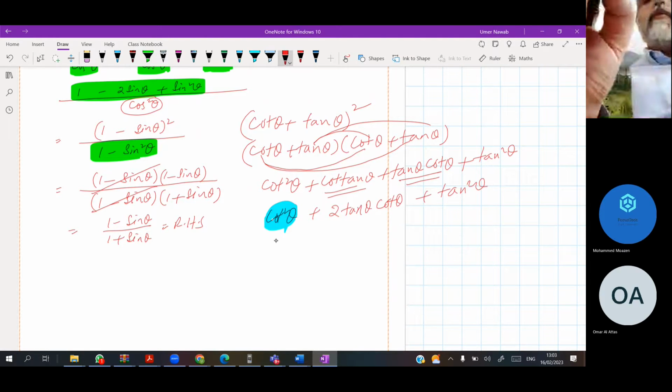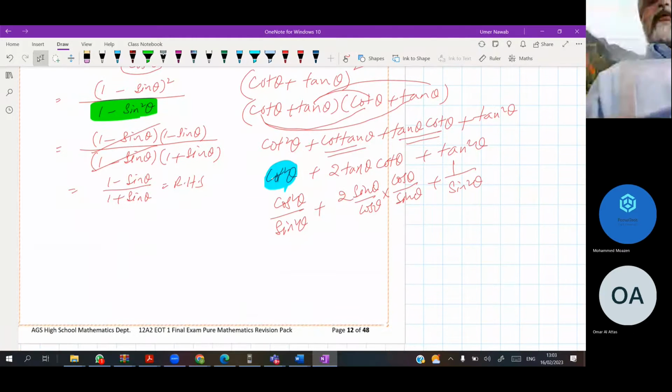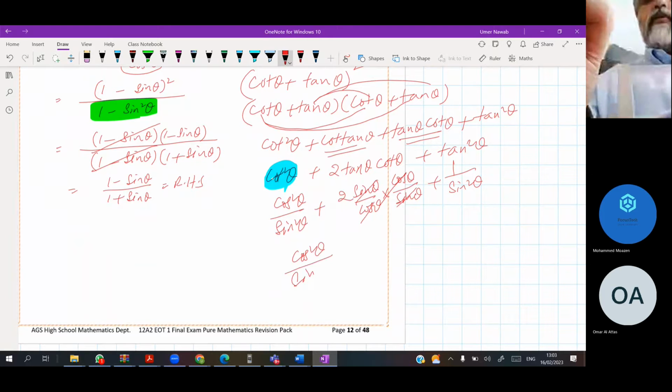It is equal to cosine squared theta over sine squared theta. It is 2 sine theta over cosine theta, and this is cosine theta over sine theta, and this is 1 over sine squared theta. Now, this is cancelled, and you will be left with cosine squared theta over sine squared theta plus 2 plus 1 over sine squared theta.